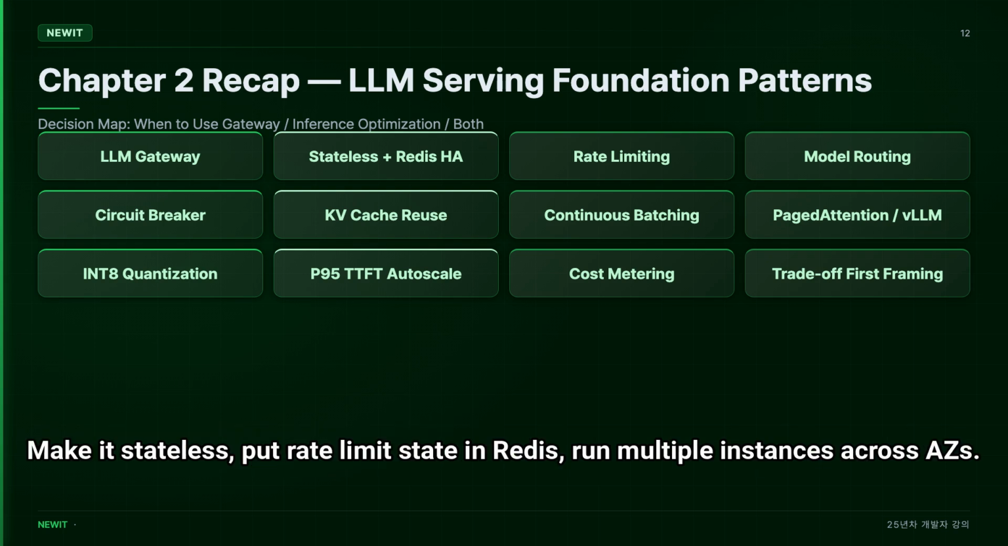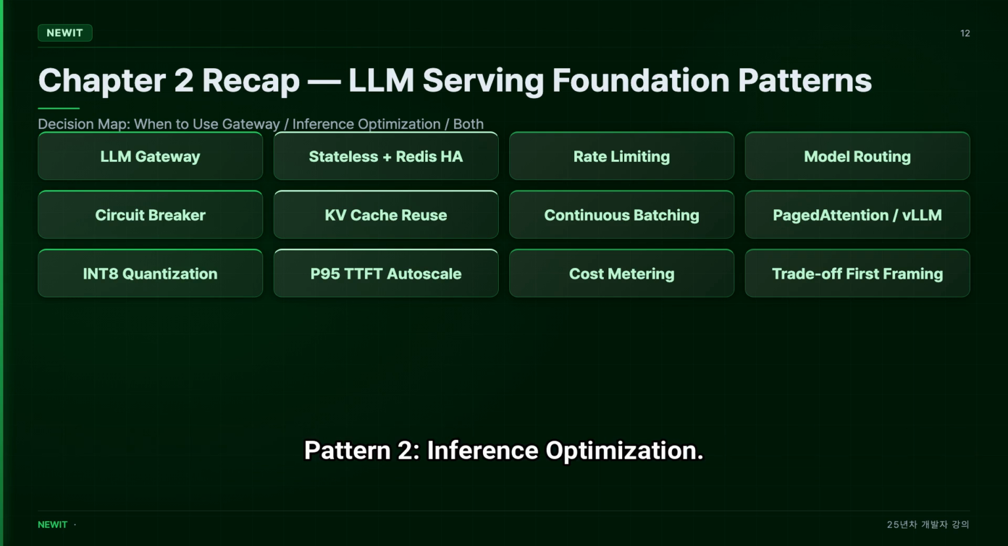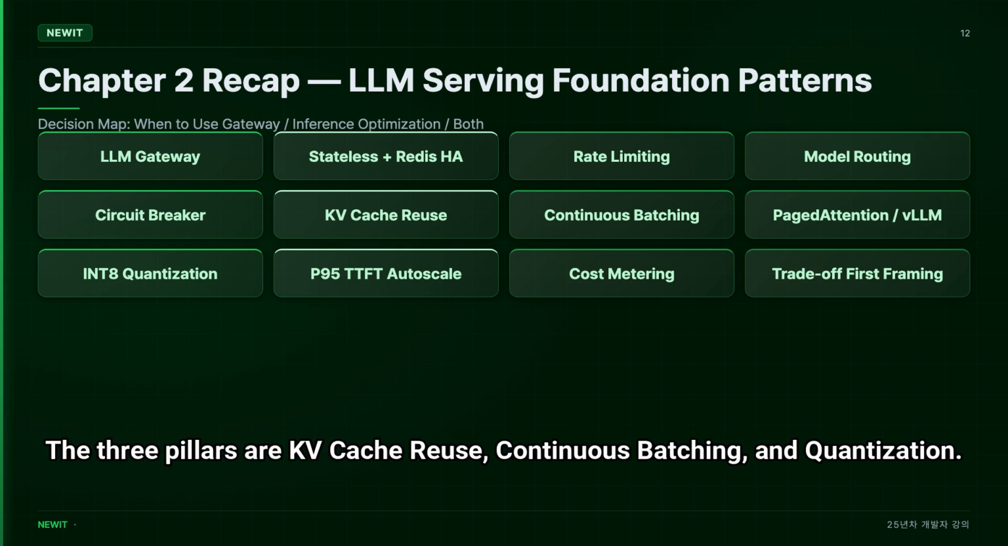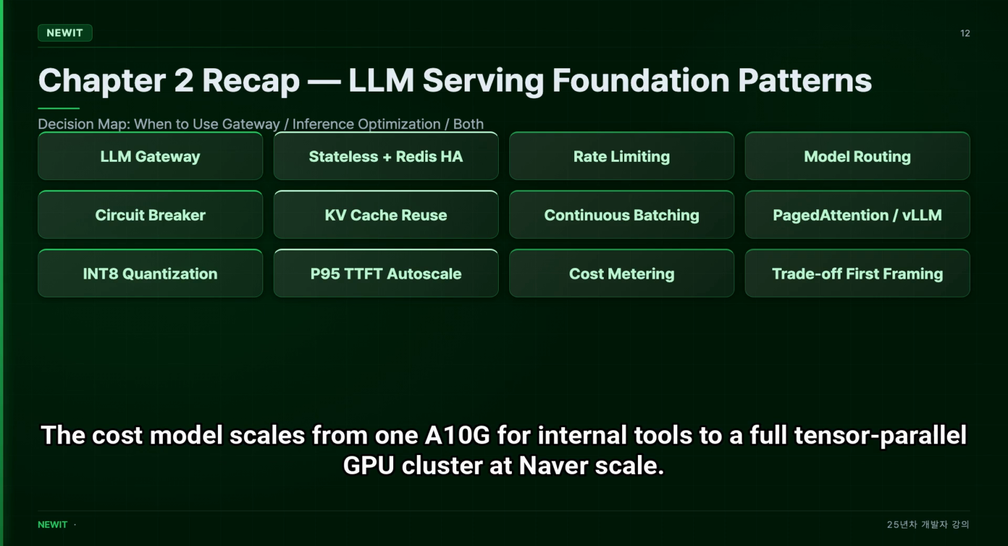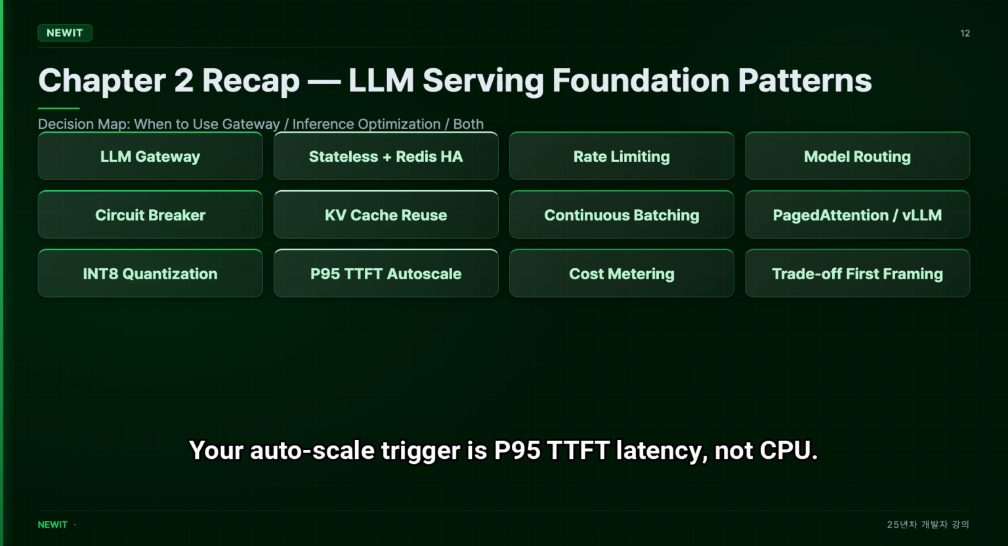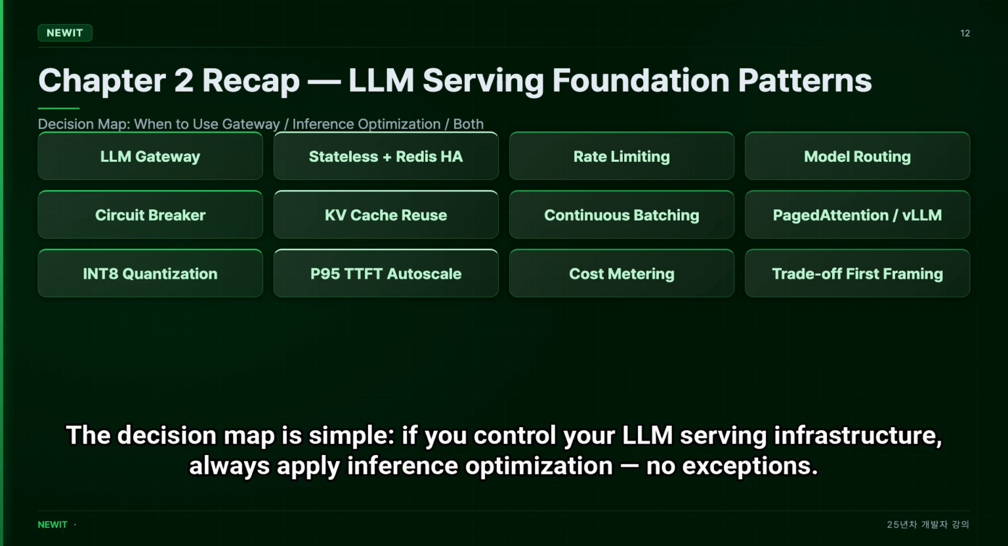Make it stateless, put rate limit state in Redis, run multiple instances across AZs. Pattern 2: inference optimization. The 3 pillars are KV cache reuse, continuous batching, and quantization. The implementation vehicle is vLLM with paged attention. The cost model scales from 1 A10G for internal tools to a full tensor parallel GPU cluster at Naver scale. Your auto-scale trigger is P95 TTFT latency, not CPU.